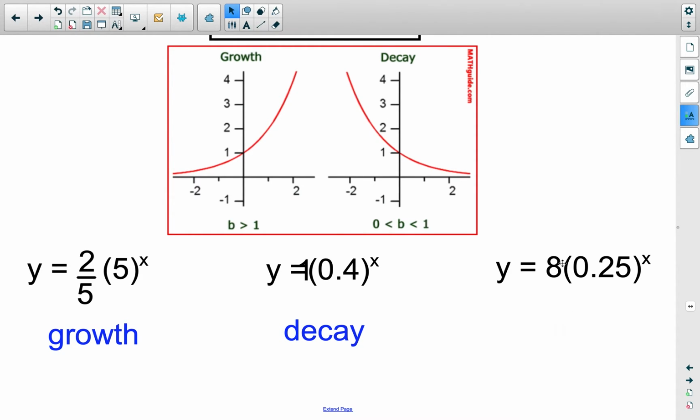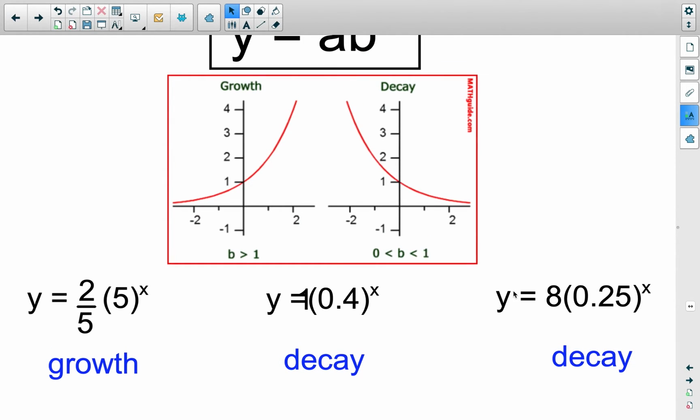And the last one, your a, initial value is 8, so that means your y-intercept is going to be way up at 8, so way up there. And your rate being less than 1 is going to be a decay, exponential decay. So they're pretty easy to pick out. Just wanted to give you just a little brief, quick introduction.